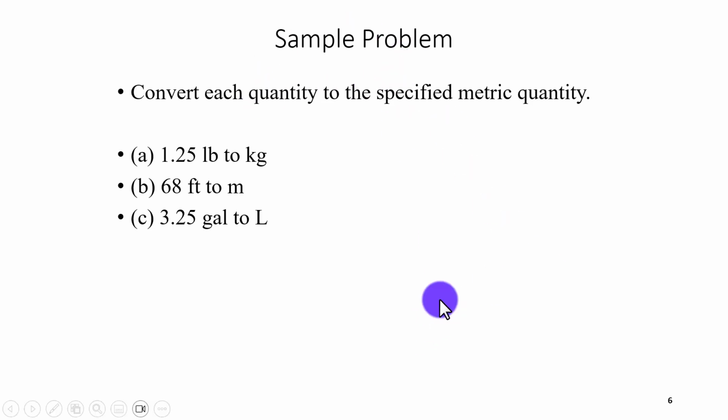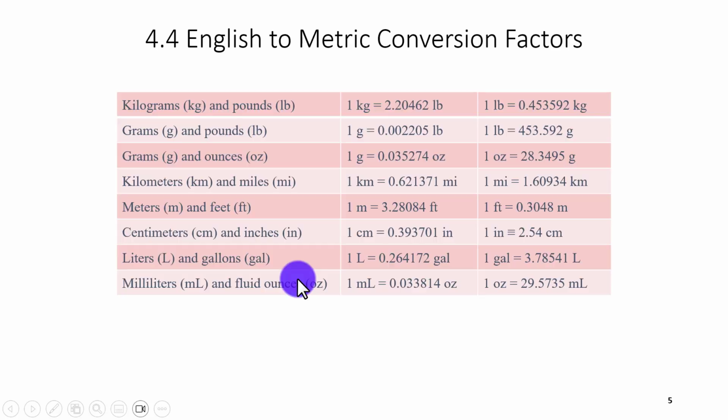Here's a sample problem. Convert these quantities to the metric. So for each, you're going from the English to the metric quantity. So 1.525 pounds to kilograms. Going back to this slide, you have pounds and kilograms. You will be in this heading here. You are starting with pounds.